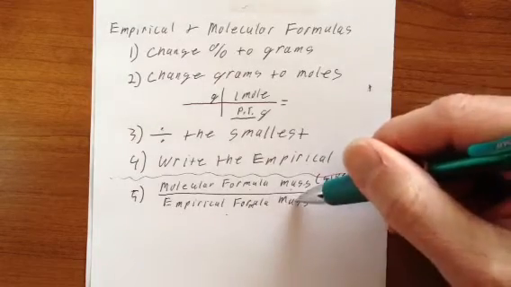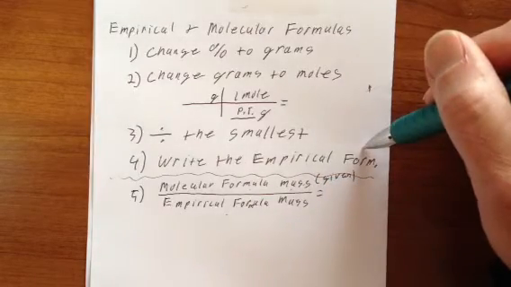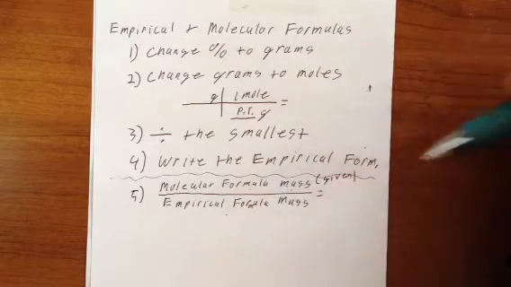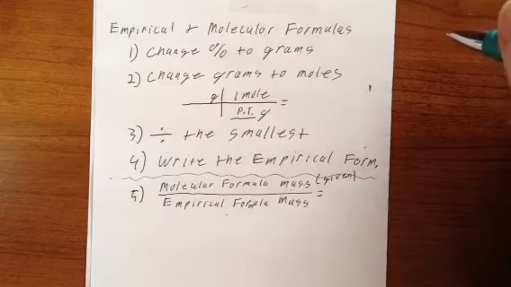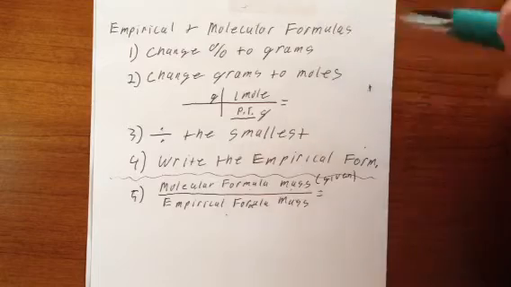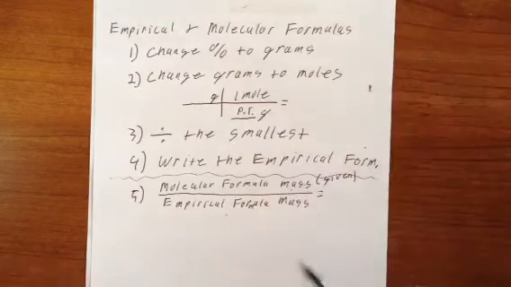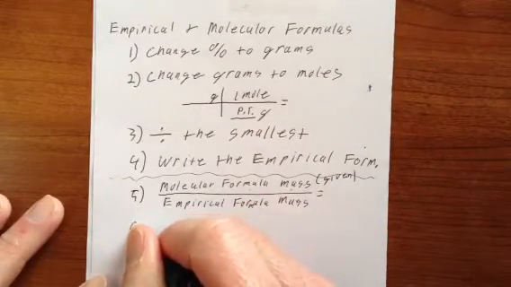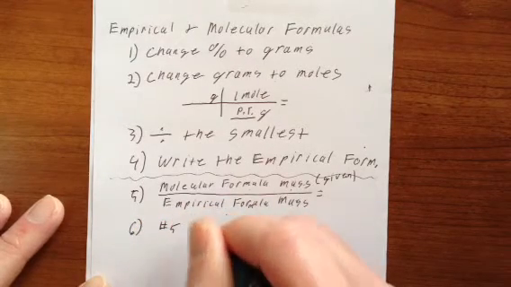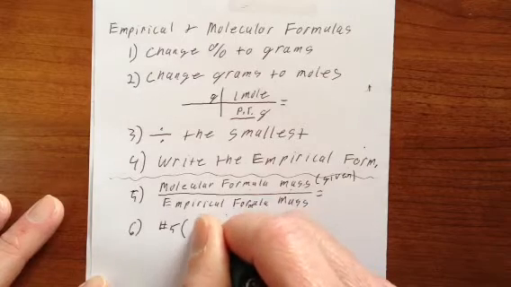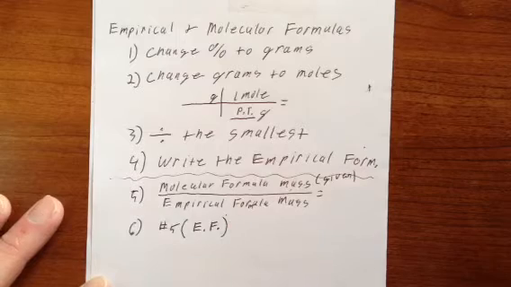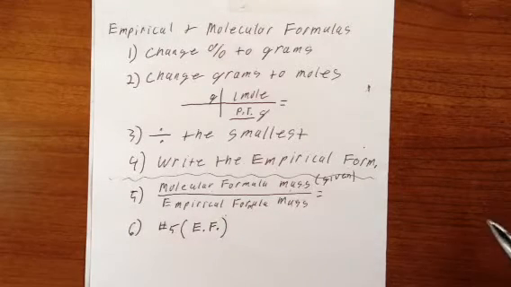The empirical formula mass, you're just going to take the empirical formula and add it up like we've been doing to find the molar mass. Okay? So we're going to take the two formulas and we'll divide those two masses. The answer we get, so I'm going to put the answer from number 5, you're going to multiply that by the empirical formula. So those are the only two steps we do.